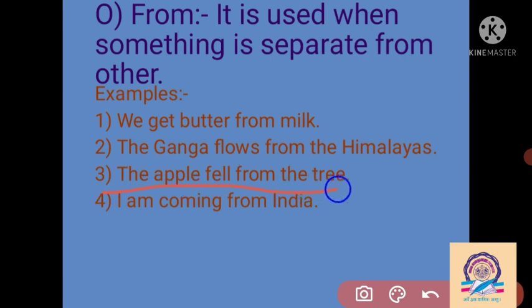The apple fell from the tree. So the apple is separated from the tree, and we have to use from. Then, I am coming from India. Someone asks, where are you coming from? We reply, I am coming from India. You went abroad, and you can say I am coming from India. So you are separated from India and entering another country. So when something is separated from another, at those times we use the preposition from. So we can say that a preposition shows the position of something in the context of other things.